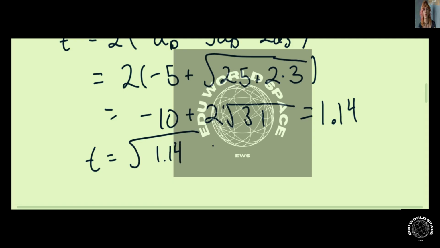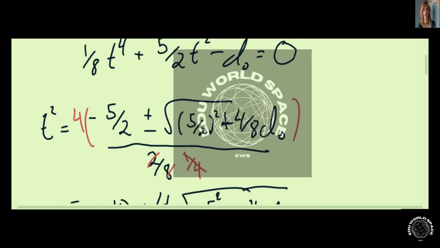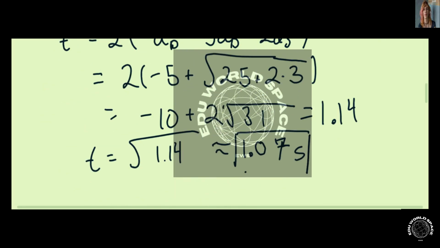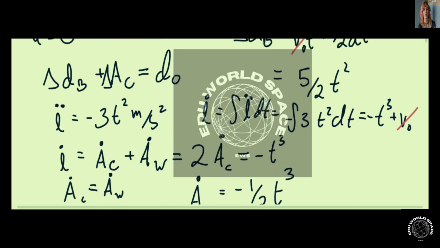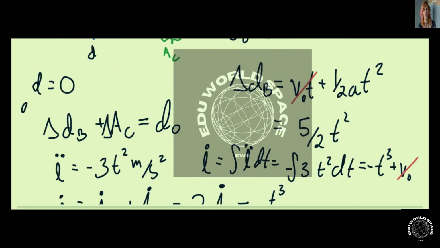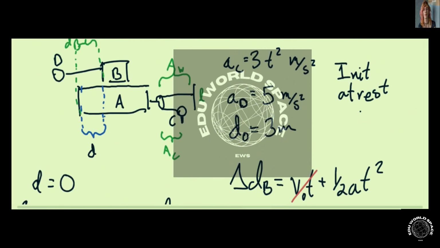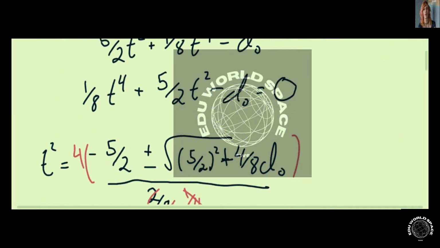So t is the square root of that, and that is about 1.07 seconds. Now, that was the first part of this problem. The second part asks us to find what are the velocities of the blocks at this time.